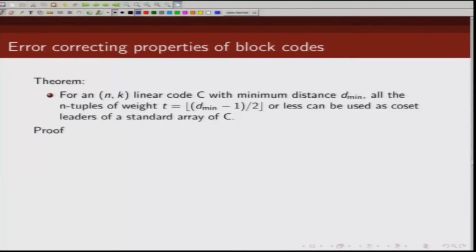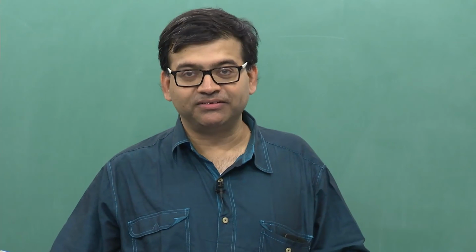Next, we are going to prove a result which is as follows. So, if we have an (n,k) linear block code whose minimum distance is d min, where d min lies between 2t plus 1 and 2t plus 2, then we can show that all n tuples of weight t or less can be used as coset leader in our standard array. So, we are going to prove this result using method of contradiction.